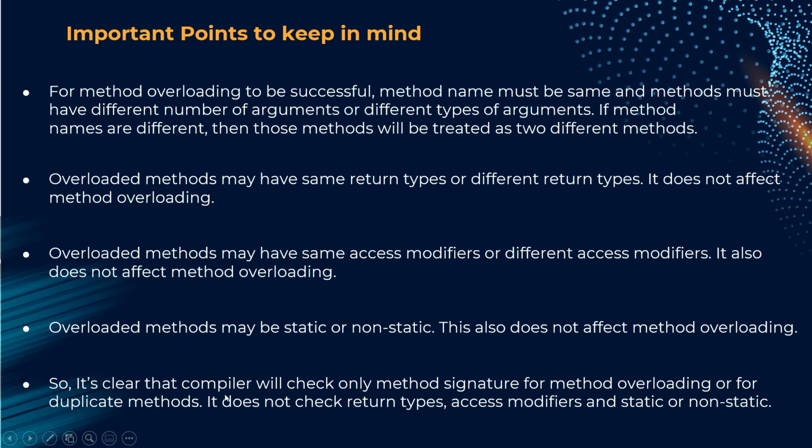So it's clear that there is only one rule which plays a very big role, and that is the method signature. And keep in mind that the method signature has three things: the method name, the number of arguments, and the types of arguments. So this is all about method overloading.